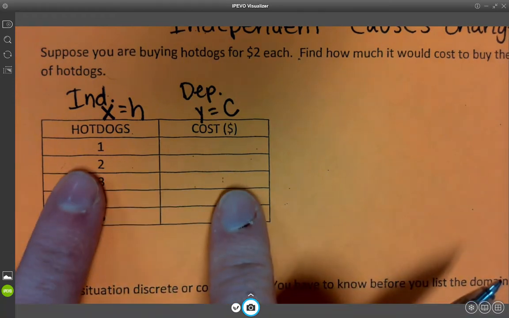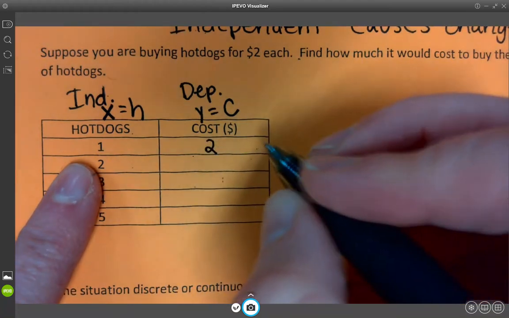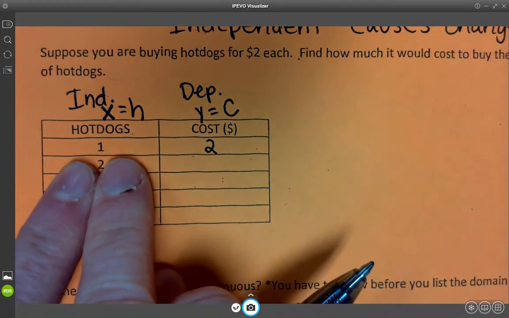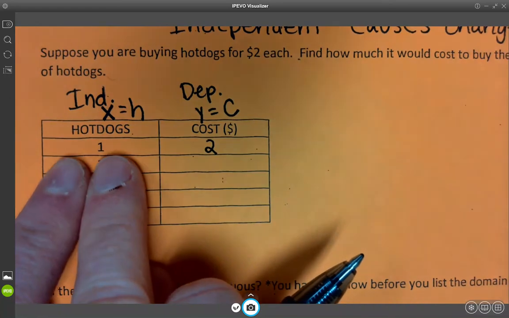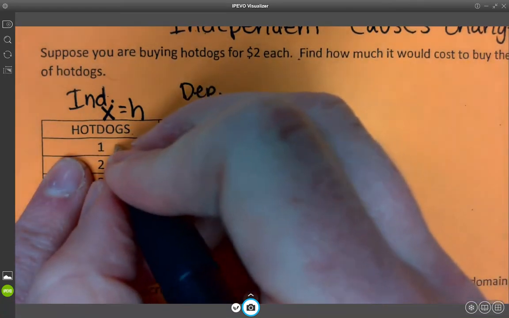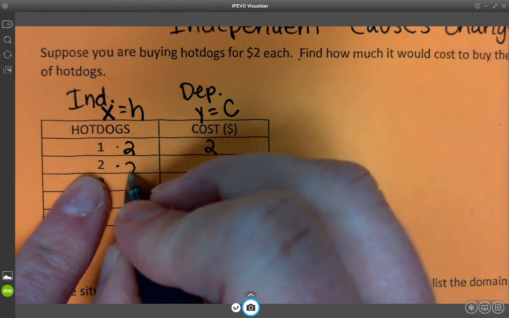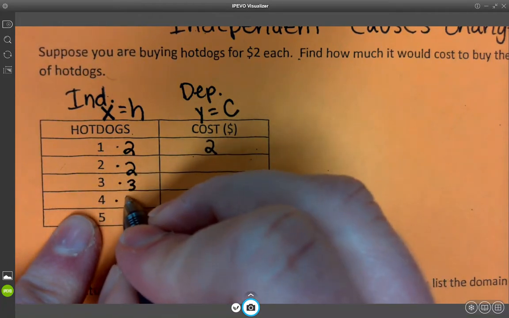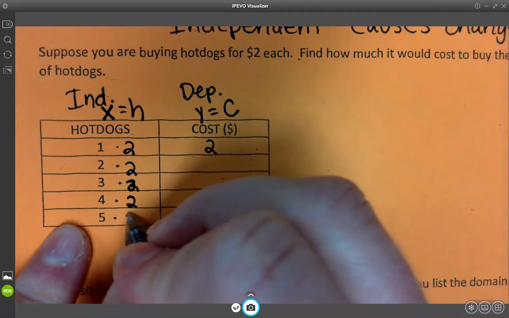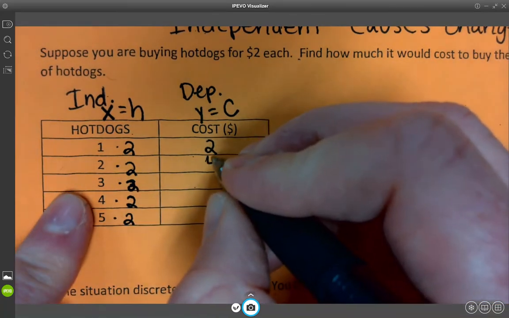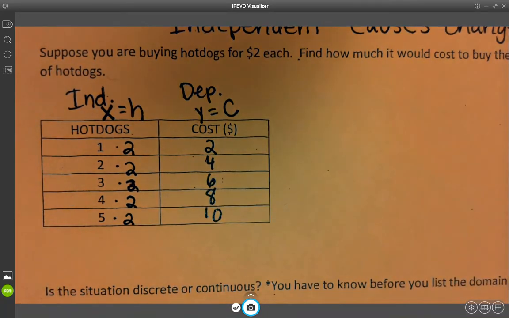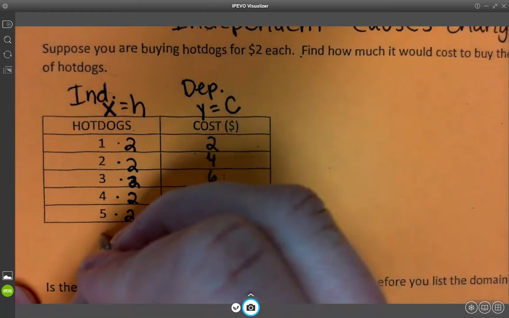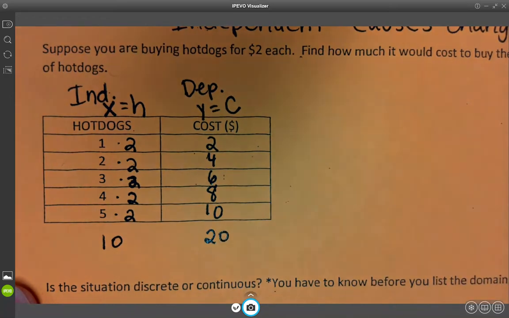So we can fill this out, right? One hot dog is $2. Because what do you do to the number of hot dogs to get to the total cost? Or what could I do to 1 to get 2? Times 2. What about 2? Times 2. 3, 4 times 2. So 2, 4, 6, 8, 10. So for 10 hot dogs, what would it cost? $20. Okay. Just an extra little one there.